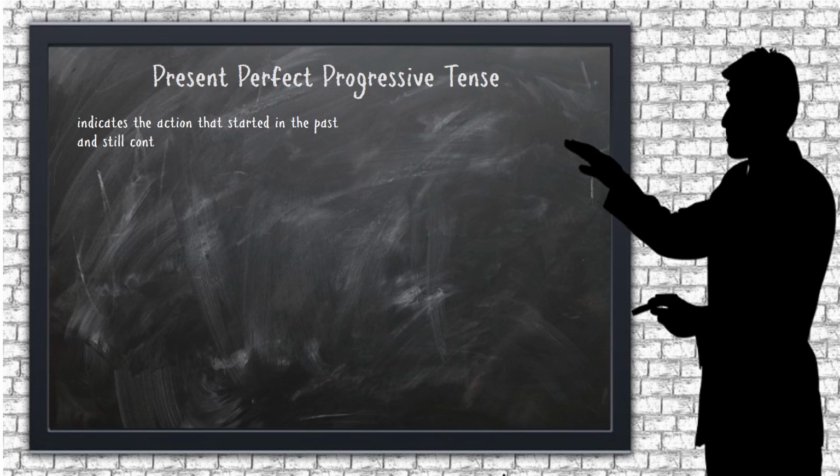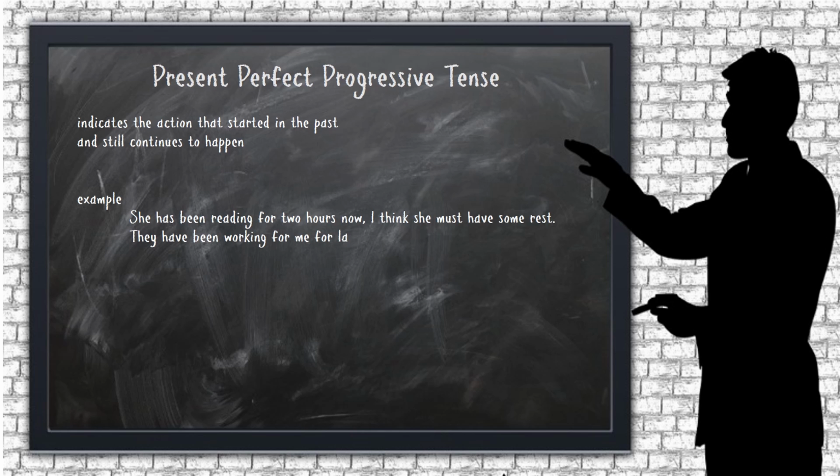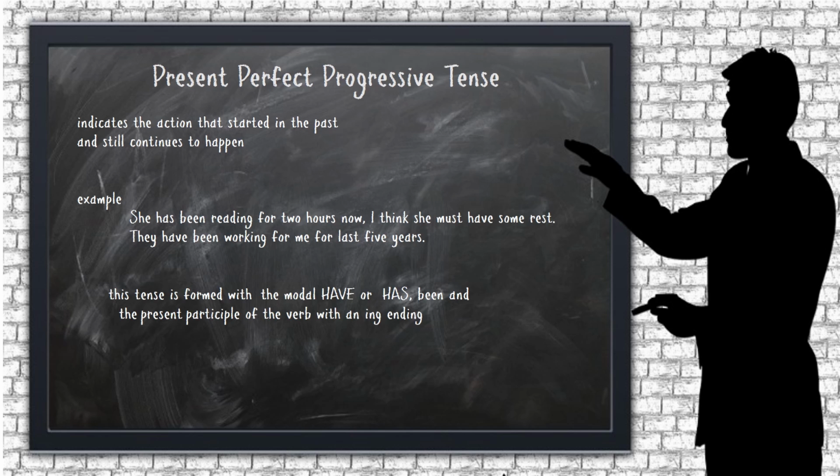Example: she has been reading for 2 hours now. I think she must have some rest. They have been working for me for the last 5 years. She has been waiting for you all day. I've been working on this report since 8 o'clock this morning. They have been building the house since last June. She has known James since she was a child.